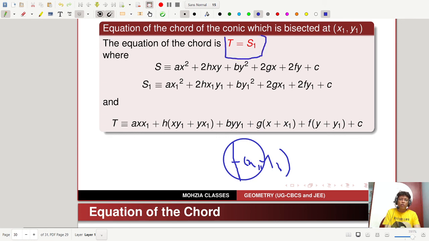So you have to remember lastly three points. The equation of the pair of tangents is given by S1 equal to T squared, and the equation of the chord of contact is given by T equal to 0, and the equation of the chord of the conic which is bisected at (x1, y1) is given by T equal to S1. I am talking about the conic ax squared plus 2hxy and so on, the general equation of second degree. These three are very important and very new to you. You have to remember all these things.